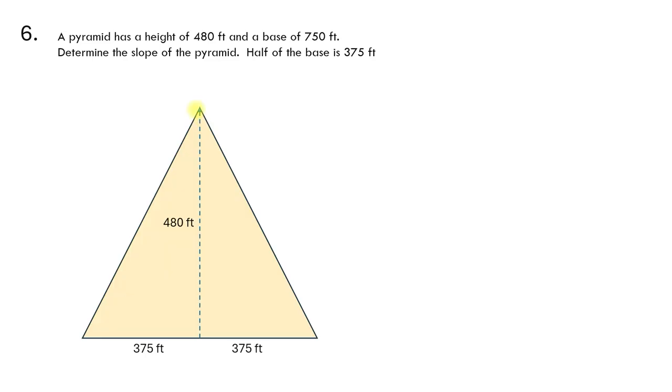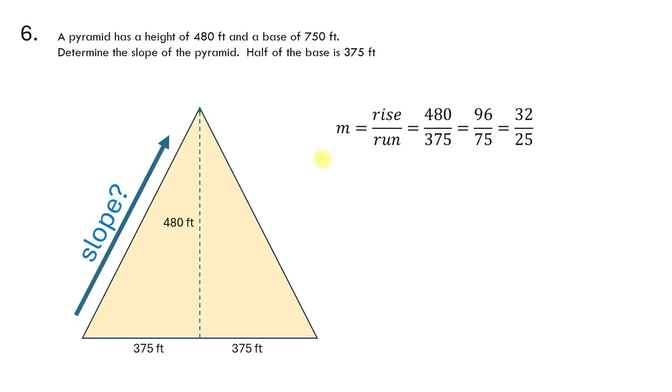If the base is 750 feet, then half the base right here will be 375 feet. So this will represent our run of 375 feet. This 480 feet represents our rise. So we just use rise over run. M equals rise over run, which is going to be 480 over 375, which equals 96 over 75, which reduces finally to 32 over 25.